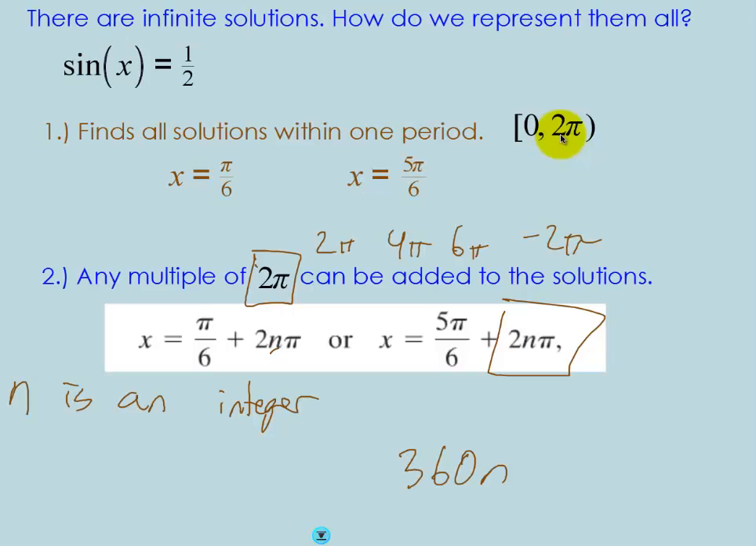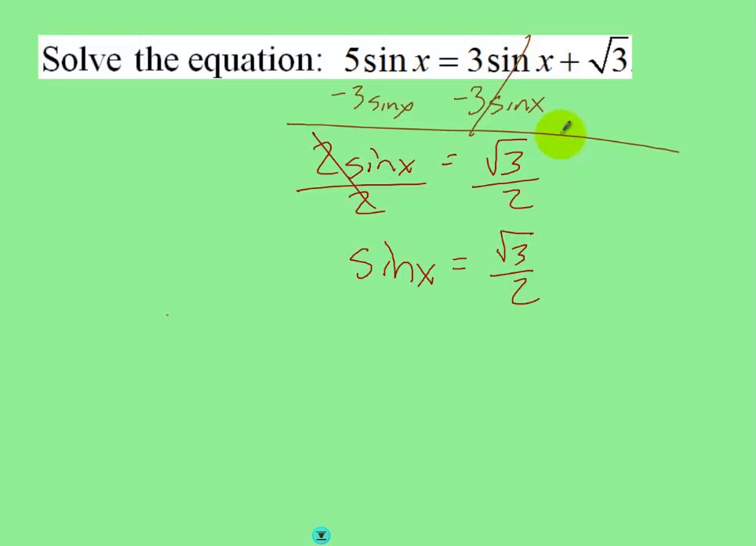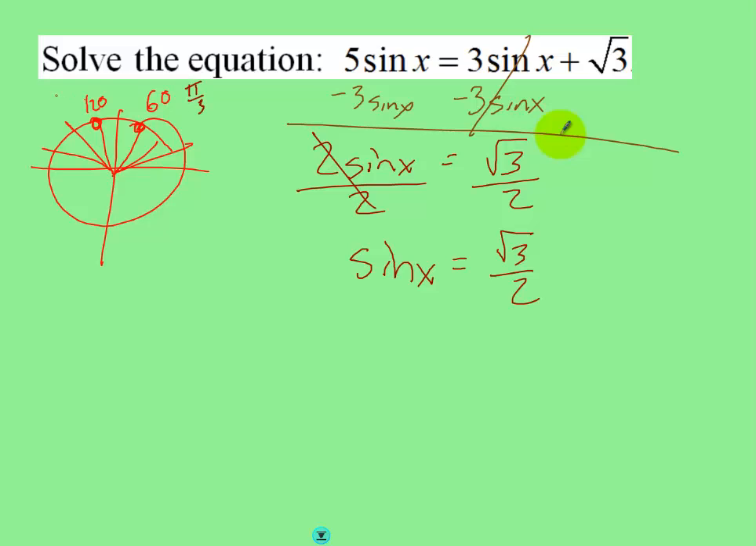Now, if we're following those last steps, I have to find all my solutions within one period. I like drawing my unit circle for this. These are your y values. So these are going to happen right here and right here. So these 2 dots. And that's going to be at 60 degrees, and this is going to be at 120 degrees. And another way to do that in radians, this is going to be pi over 3, and this is going to be 2 pi over 3. So my 2 solutions are going to be x equals pi over 3 and x equals 2 pi over 3.